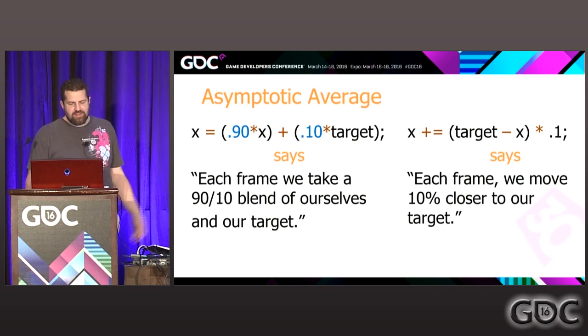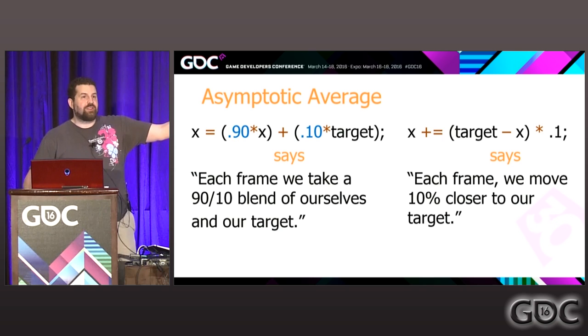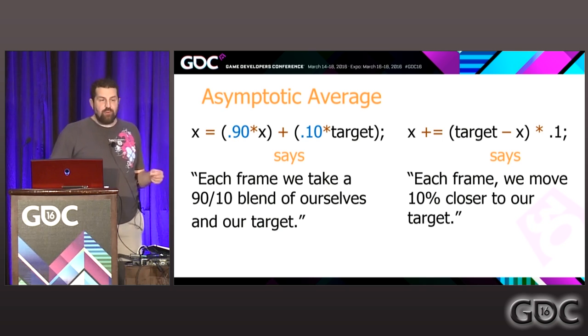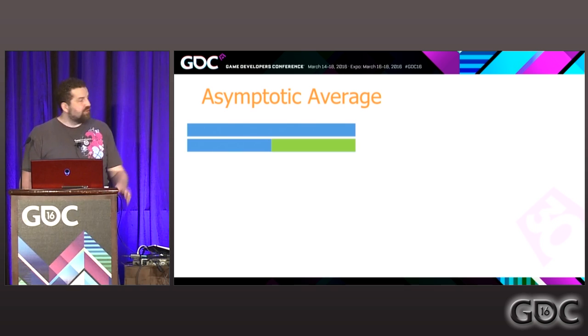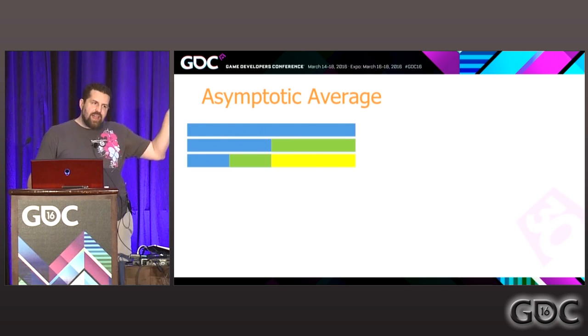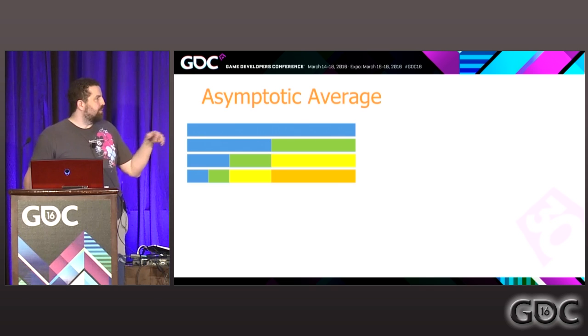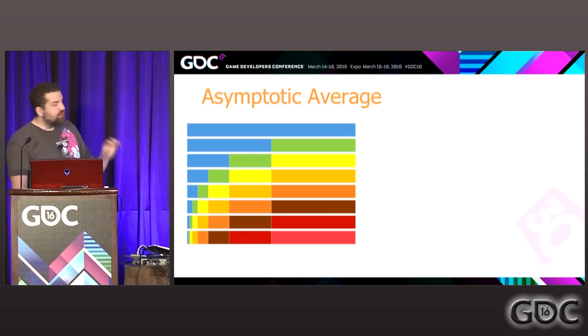On the left, I would express it as each frame we take a 90-10 blend of ourselves and of what we'd like to be. Or on the right, it's maybe more intuitive to say each frame we get 10% closer to our target. Okay, so let's say we have blue, and then I average in green, and this is a 50% asymptotic average. And then I take whatever that is, and I average in yellow. So now as I average in another color, all the previous colors get diminished in their effect, right? And so the latest thing has the most importance. So each color sort of pushes the rest of them down.